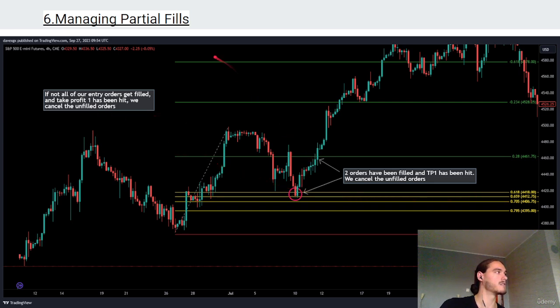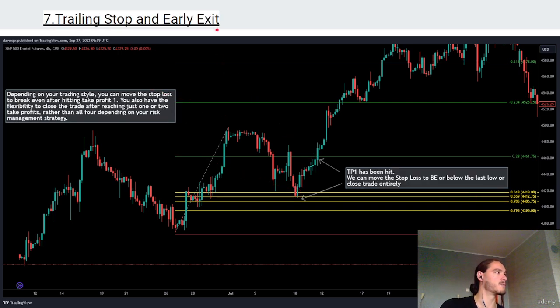And moving on to the next one, trailing stop and early exit. Depending on your trading style, you can move the stop loss to break even after hitting take profit 1. You also have the flexibility to close the trade after reaching just 1 or 2 take profits rather than all 4, depending on your risk management strategy.